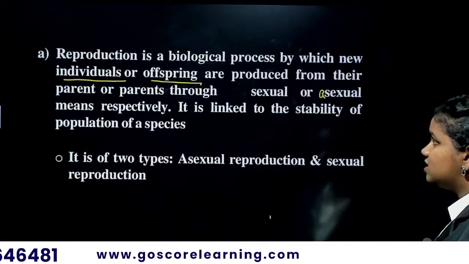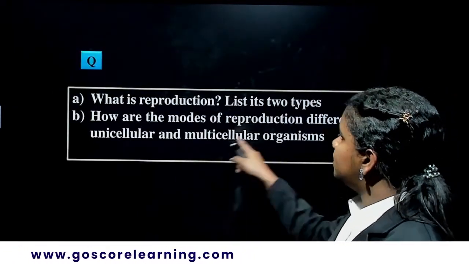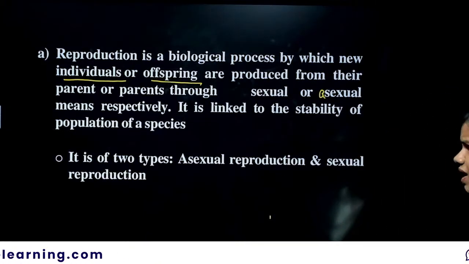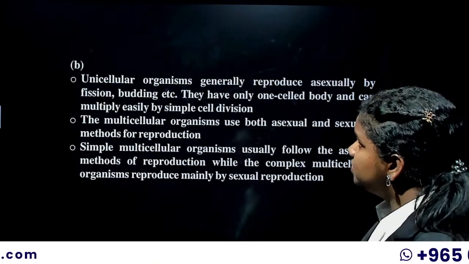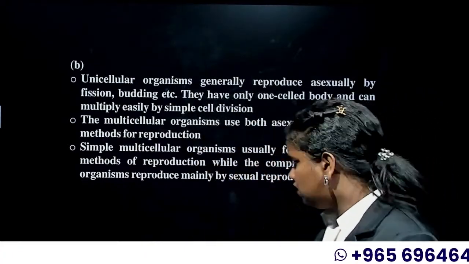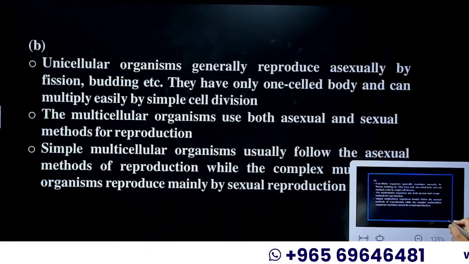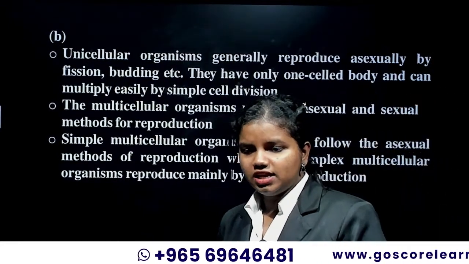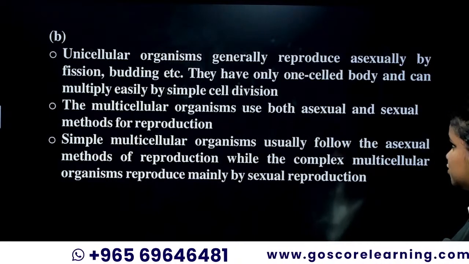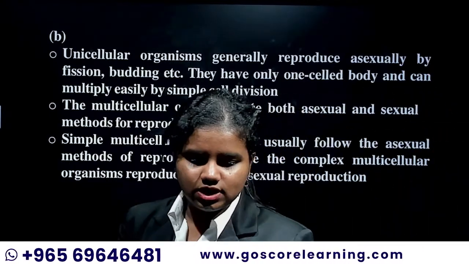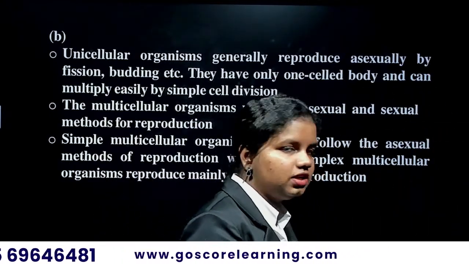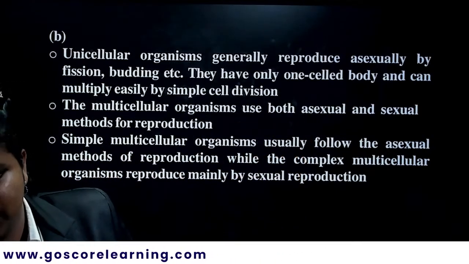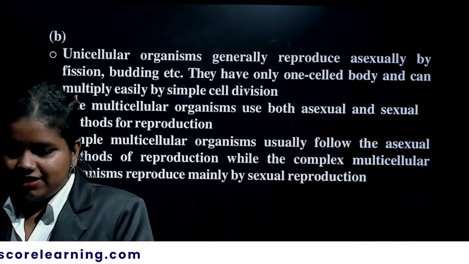Now the question is, how are the modes of reproduction different in unicellular and multicellular organisms? So again, that's a very simple kind of question. In unicellular organisms, if I ask you to name some unicellular organism, what would be the first answer? Can I see it in the comments? If I ask you to name some unicellular organism, what would be the first thing that comes to your mind? Any unicellular organism in your mind?